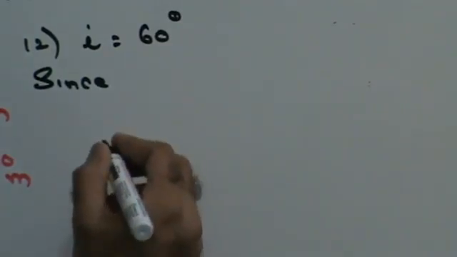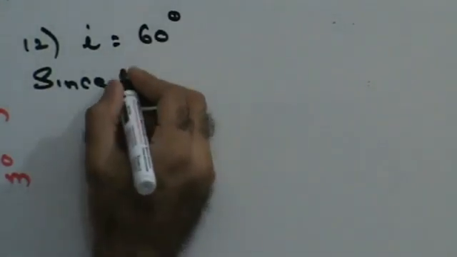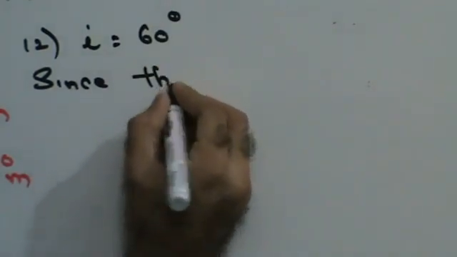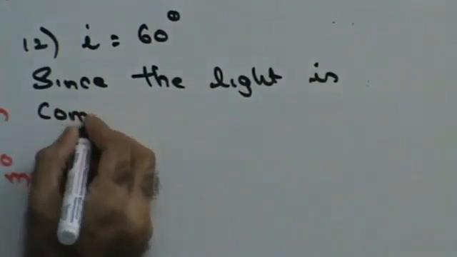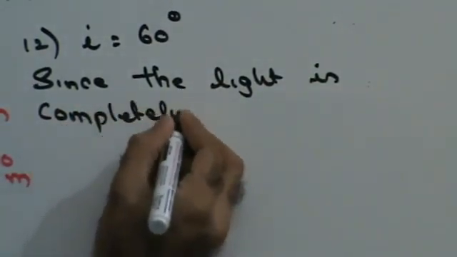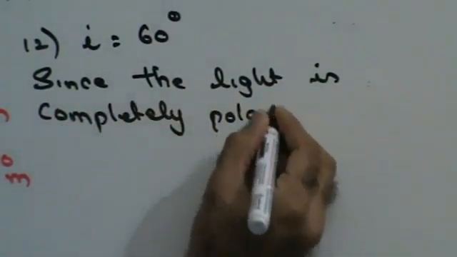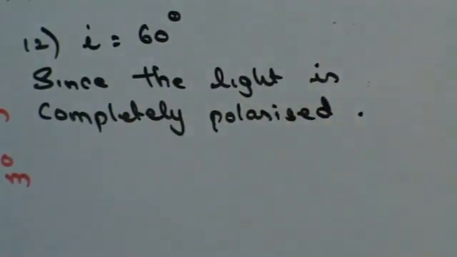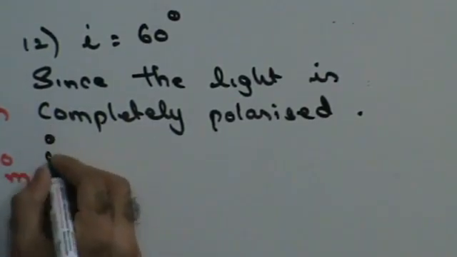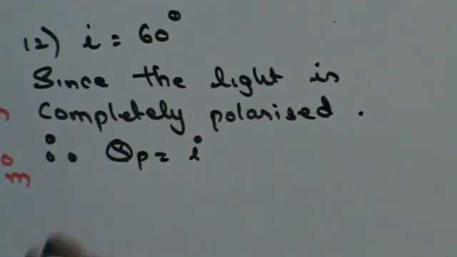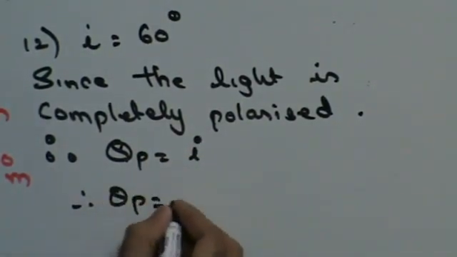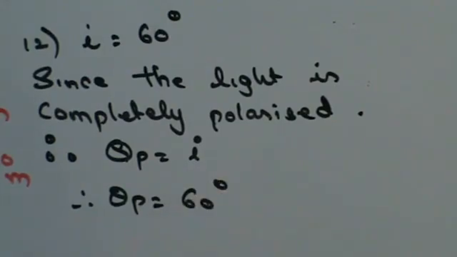Now, since the light is completely polarized, this phenomenon would occur only when the angle of incidence is equal to the polarizing angle. Therefore I can say that the polarizing angle P will be equal to I. Hence I come to know that the polarizing angle is 60 degrees.